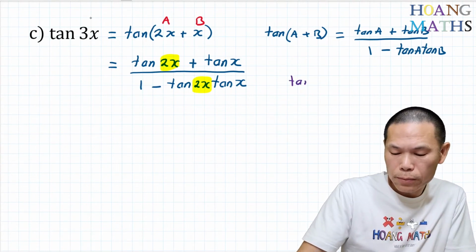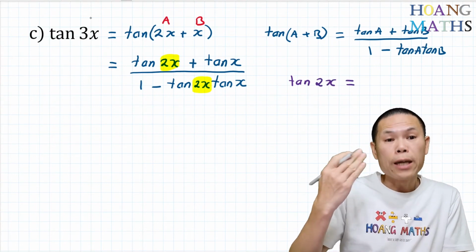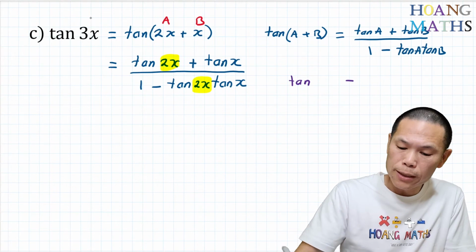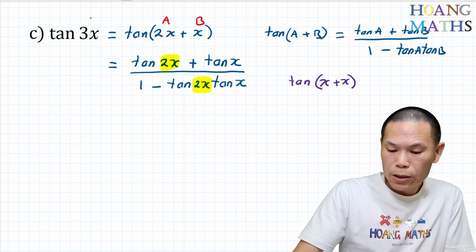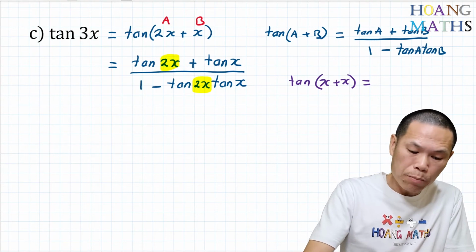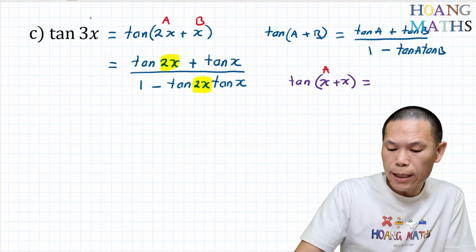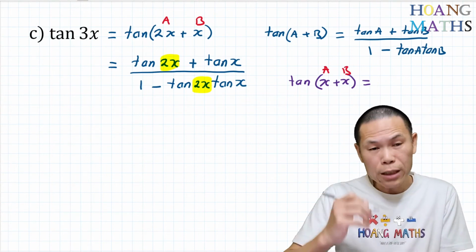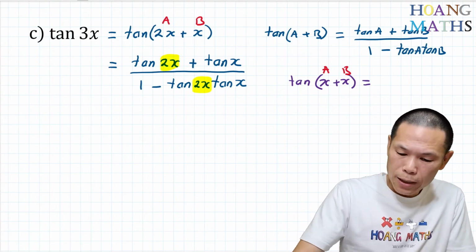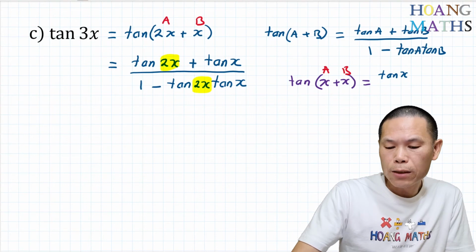tan of 2x is equal to tan of x plus x. So let me just write x plus x here. So that will give me now A and B, because both are x, so A is x, B is x. So tan of A plus tan of B is tan of x plus tan of x. So that is equal to tan of x, we add tan of x.